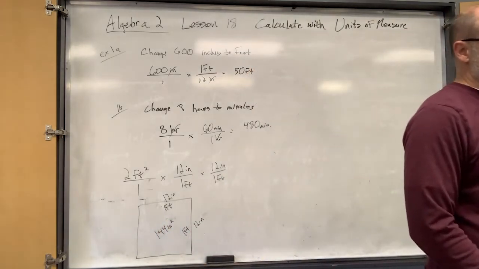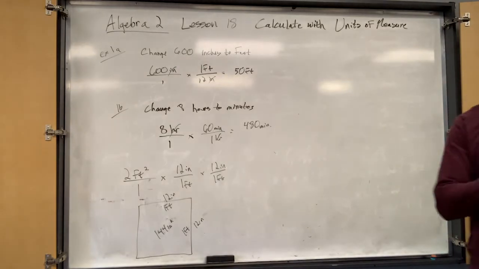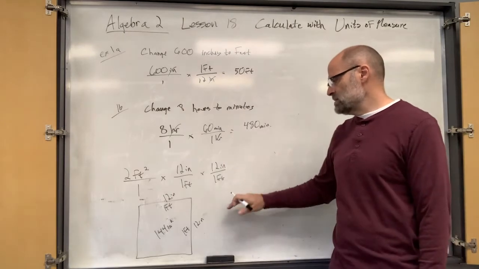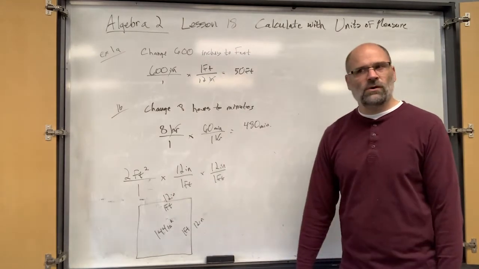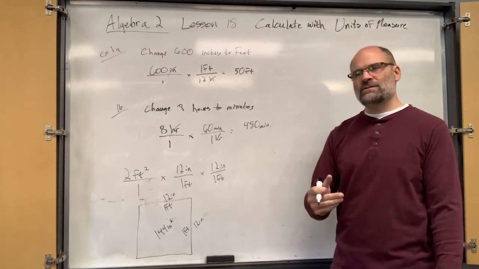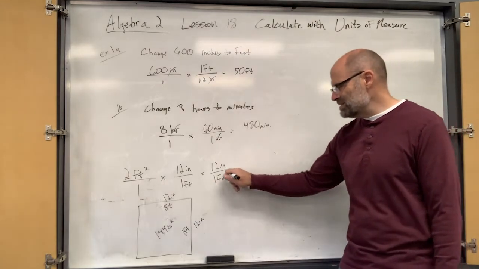144 square inches in 1 square foot. Okay? So in 2, that'd be 288. So what you did is you squared the 24. Don't square the 24. Square the 12 and then multiply by 2 square feet.